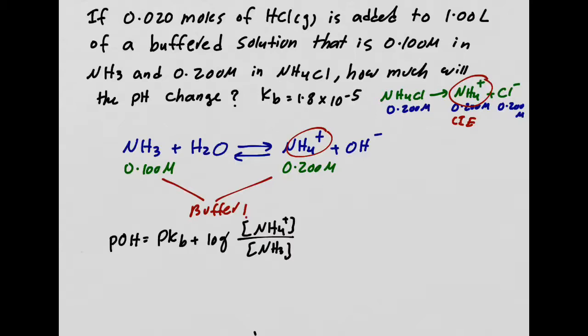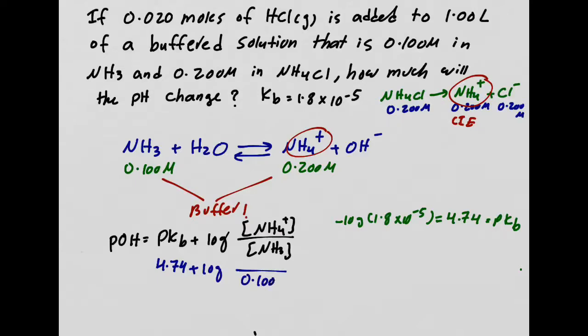Okay, so in this problem, minus log of 1.8 times 10 to the minus 5, if I do that, what I end up getting is 4.74, which is going to be my pKb. Okay, that's my pKb. Now, I'm going to plug it in. My pKb is 4.74, plus log. What is my ammonia concentration? Hopefully you're yelling. That is 0.110.